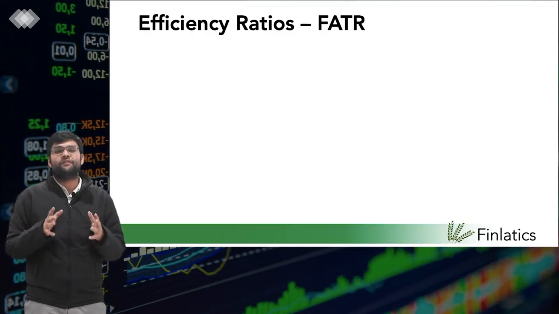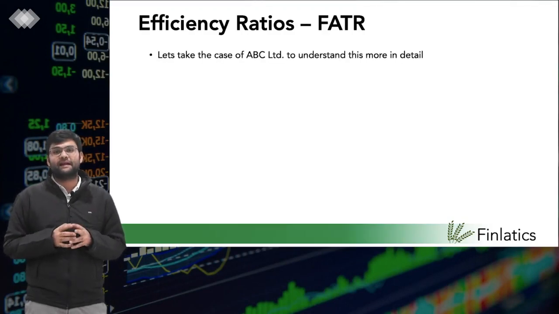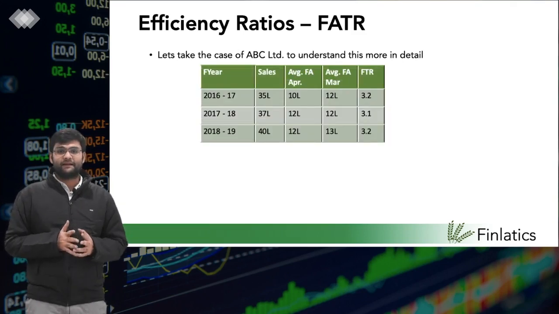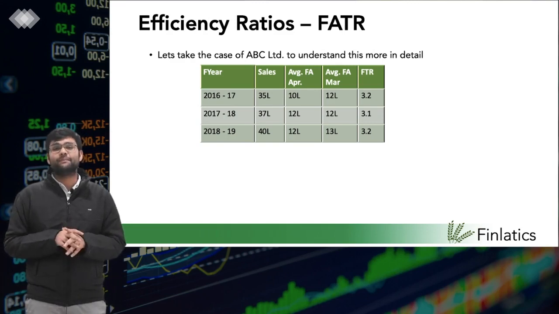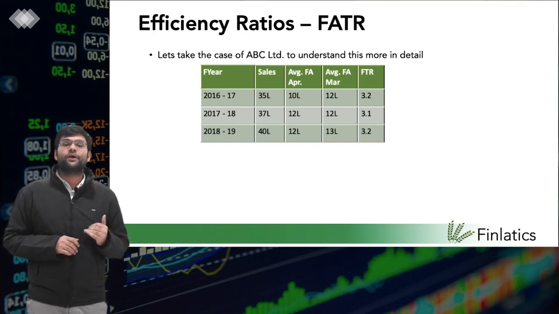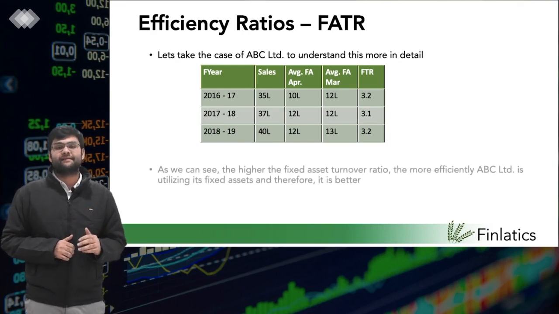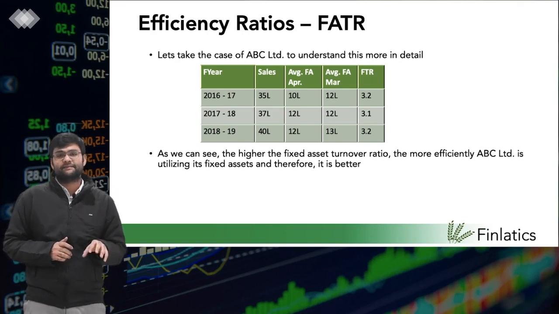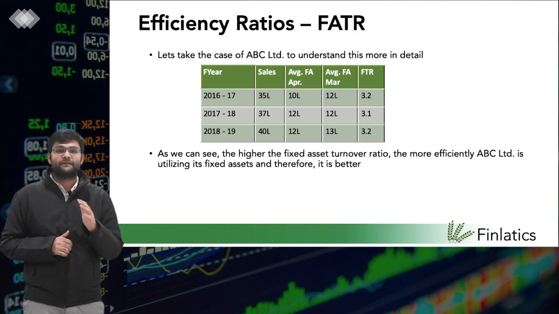Let's take the example of our favorite company, ABC Limited, to understand this more in detail. From the table below, we can see that the fixed asset turnover ratio of ABC Limited went from 3.2 in 2016-17 to 3.1 in 2017-18 and then went back up to 3.2 in 2018-19. As a thumb rule, the higher the fixed asset turnover ratio, the better a firm is utilizing its fixed assets to generate sales revenue, and therefore the better is the fixed asset turnover ratio.